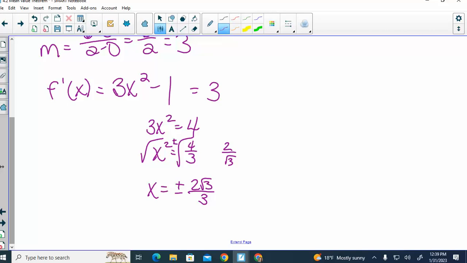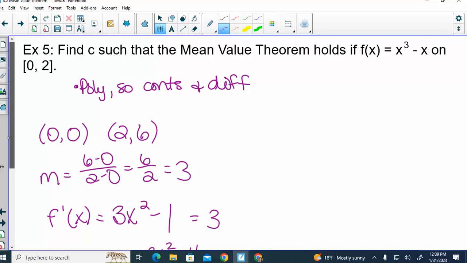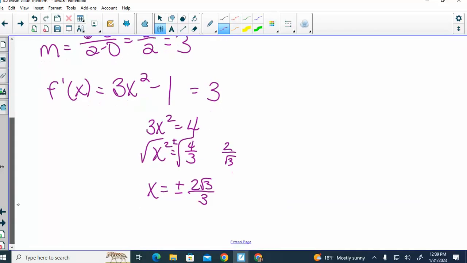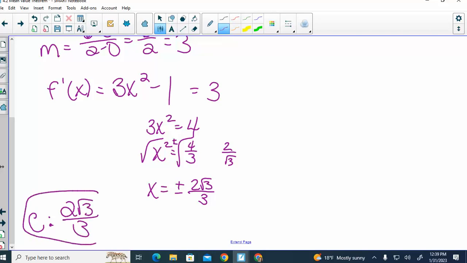Are both of those in the interval that I was looking at? I wanted to be between 0 and 2. So it said find the c value that makes this true. It's the positive one. Not that the derivative doesn't equal 3 at the negative, it just wasn't in the interval I asked for. Any questions on that one?